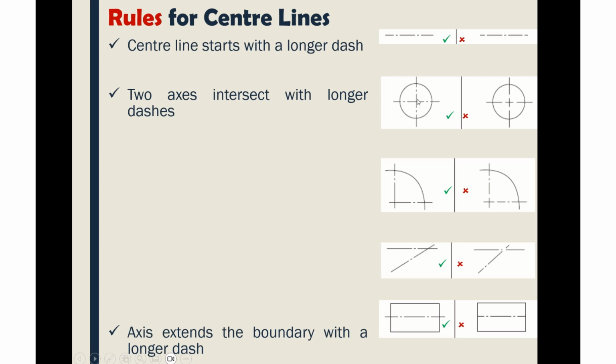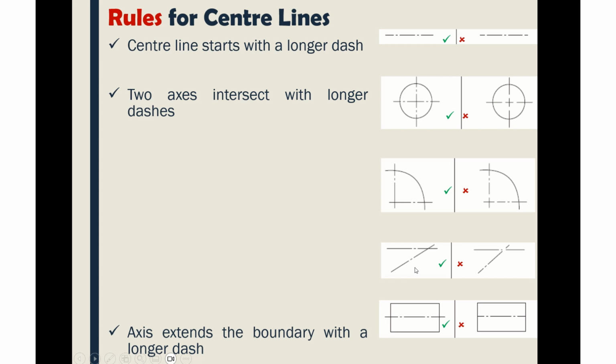The longer dashes intersect at the center, and here the short dash intersects at the center. The short dash intersecting at the center is not appropriate and it's wrong. So the long dash must intersect at the center. Also, look at this figure here too. The long dash for this identities must intersect at the center, not the short dash as you have on the right hand side here.